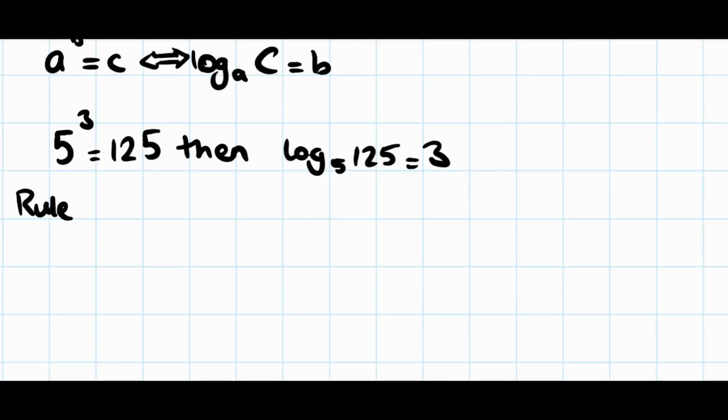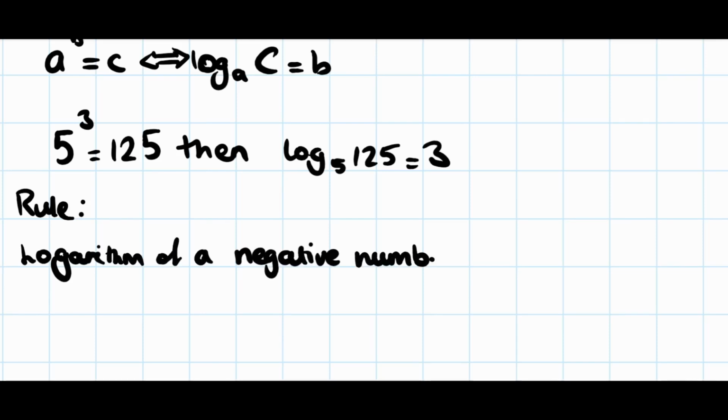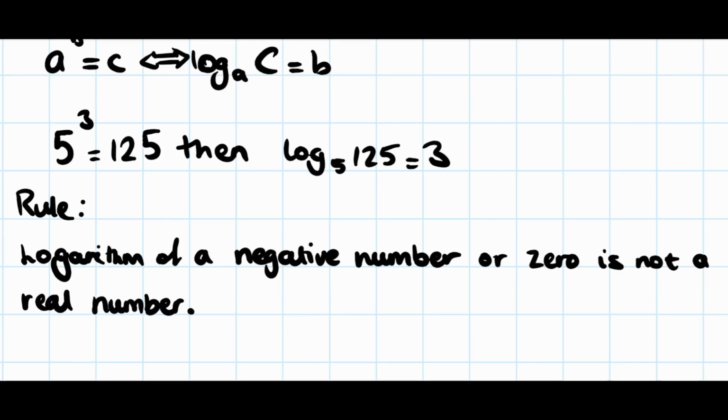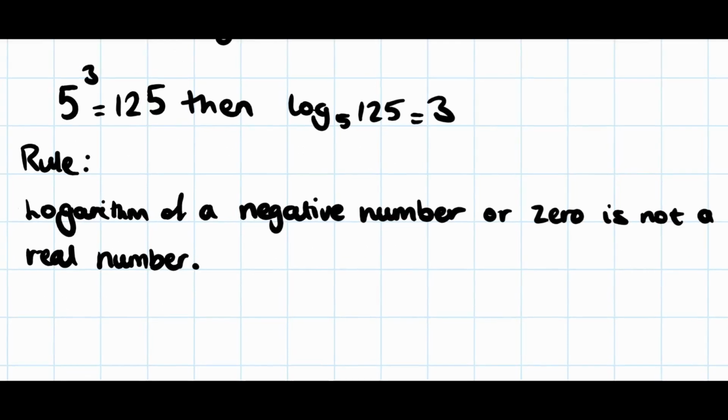Now let's have a look at some rules. The first rule we're going to look at is that a logarithm of a negative number or 0 is not a real number. And this makes sense because when we're dealing with numbers which have indices, we will always get a number which is greater than 0, or a positive number. So that'll be the first rule.